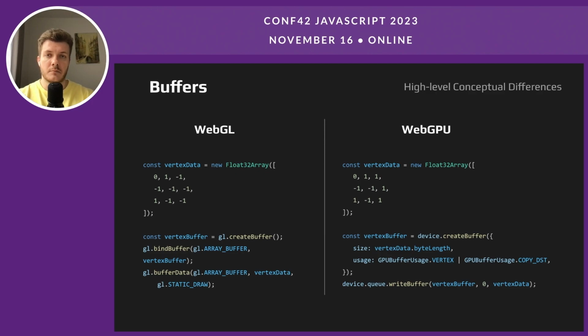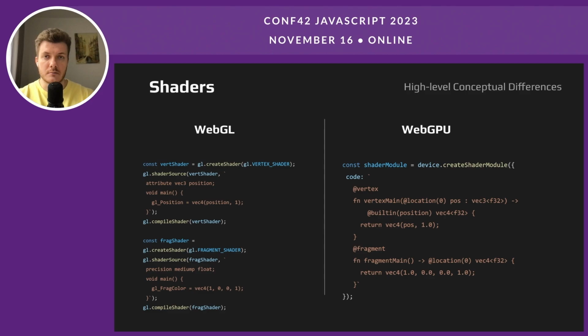Buffer management in both APIs looks the same. However, in WebGPU, once a buffer is created, its size and usage are fixed. It's also worth noting that you don't bind the desired buffer. Instead, it is simply passed as an argument. This approach can be found throughout the whole API.